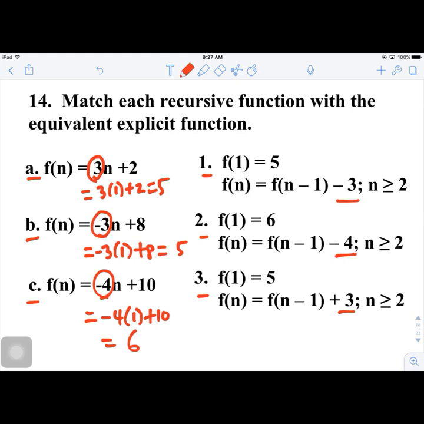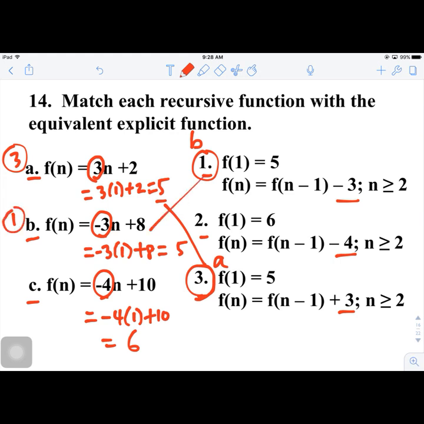For part A, we have a starting term, f of 1 equals 5, and a common difference of 3, which means we add 3 every time. So that looks like answer choice 3. So we have A for this one and 3 for this one. The second one has a common difference of -3 and starts with 5, and that looks like number 1. So this is B and this is number 1.